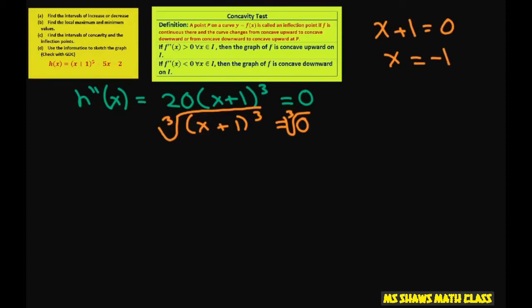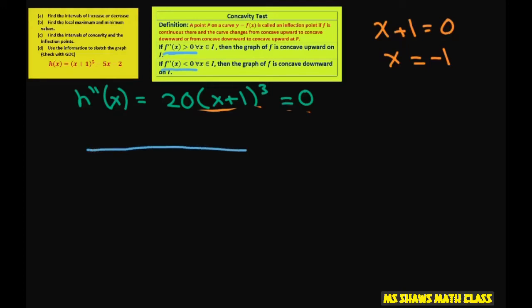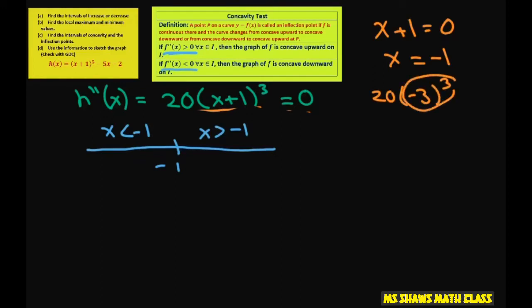Now we do the same thing, but what we're doing is the concave up, concave down test. So if we get a positive value, it's going to be concave up. If our second derivative is negative, then it's concave down. You do your little sign diagram, negative 1. We're checking x is less than negative 1 and x is greater than negative 1. So let's plug in negative 2. If I plug in negative 2 here, I'm going to get 20 times negative 1 cubed. That's negative, so that's going to make this a negative number. If I plug in, say, 0, because it's bigger than negative 1, that's going to make that positive. That means this interval is concave down. This means this interval is concave up.